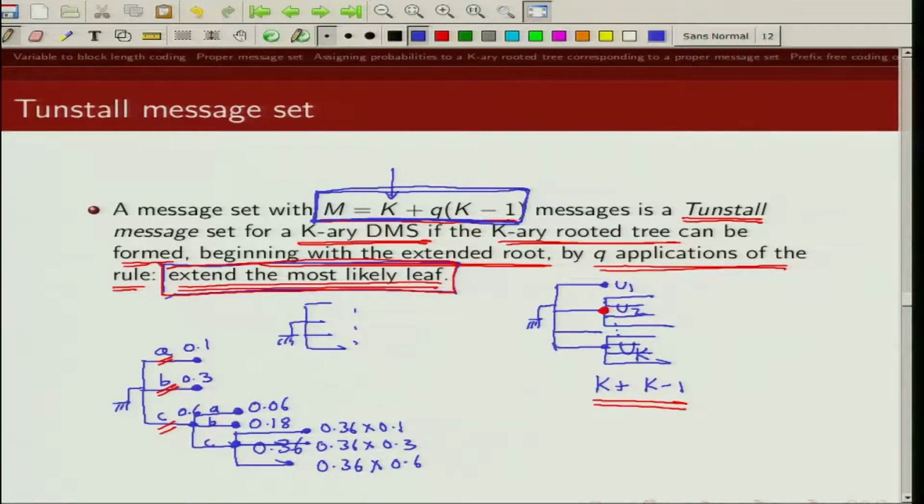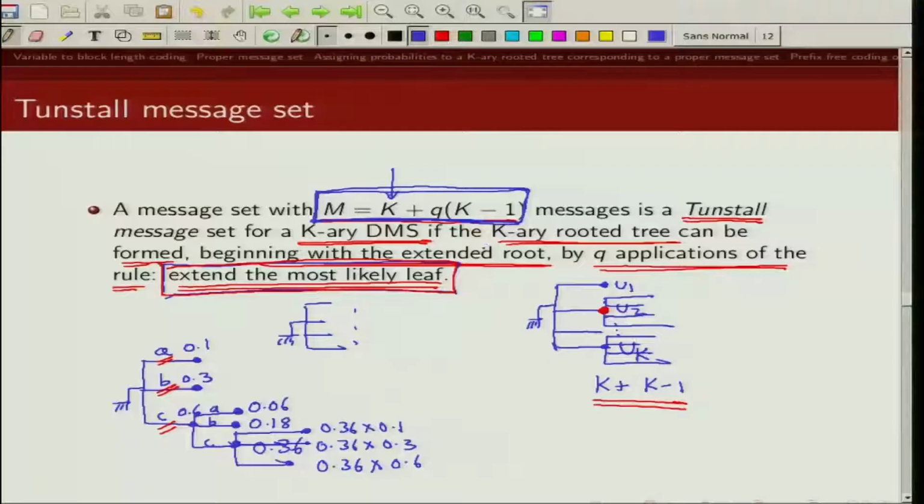And this process continues. So if I do extension of leaves in this particular fashion, if I construct my proper message set in this fashion, then it is known as a Tunstall message set. So in a Tunstall message set corresponding to a k-ary discrete memoryless source, if the k-ary rooted tree is formed beginning from the extended root such that you extend the most likely leaf, then that's a Tunstall message set.